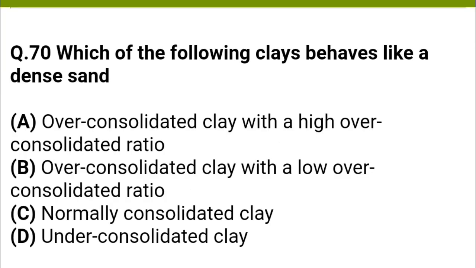Which of the following clays behaves like a dense sand? Option A: over consolidated clay with a high over consolidation ratio. Option B: over consolidated clay with a low over consolidation ratio. Option C: normally consolidated clay. Option D: under consolidated clay. The correct answer is option A, over consolidated clay with a high over consolidation ratio.